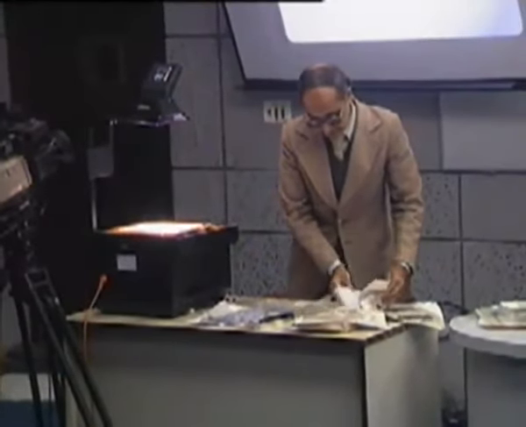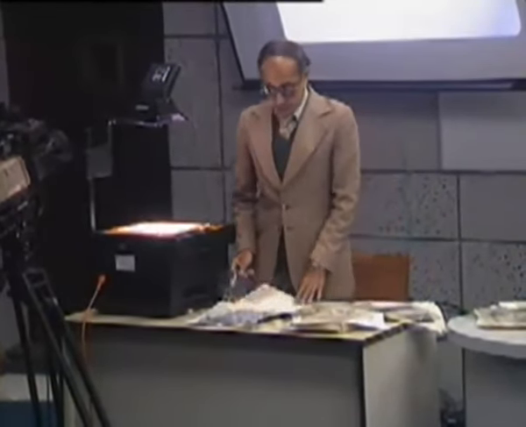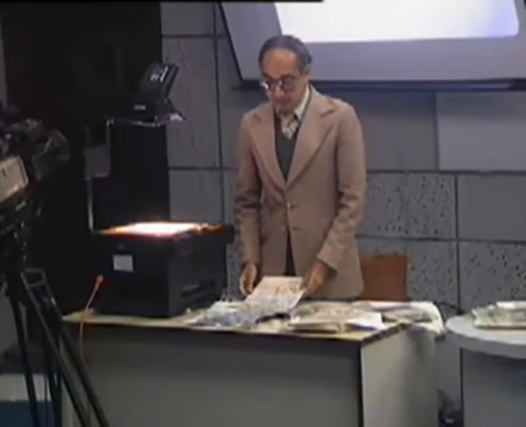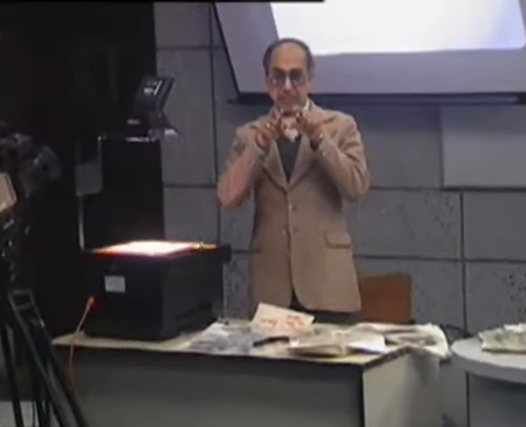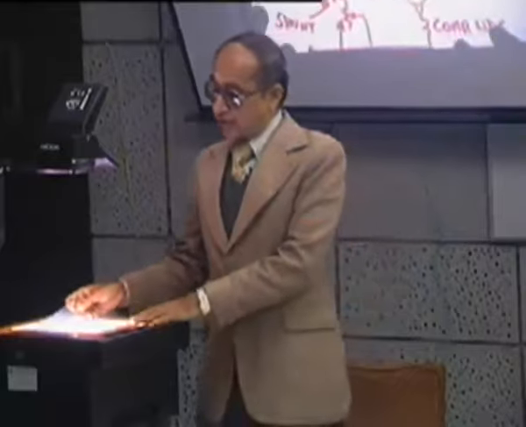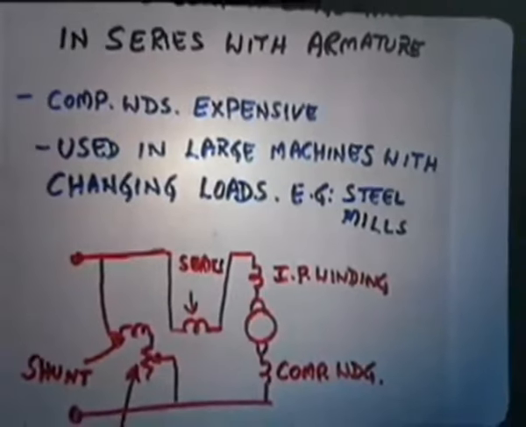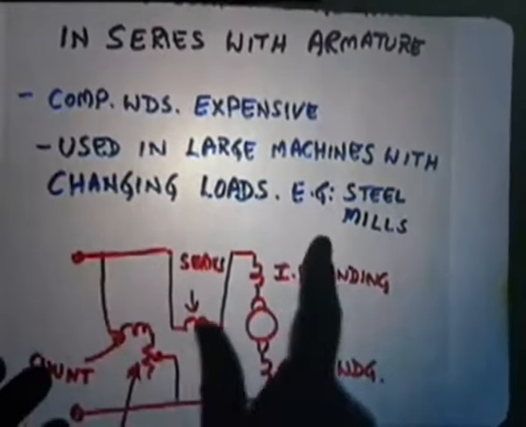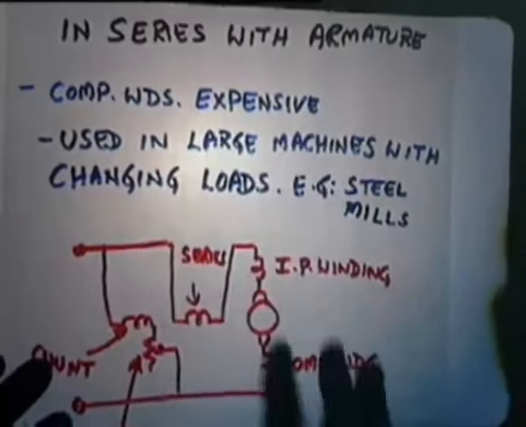So we now come to the situation where there are both main interpole windings and the compensating windings. Compensating windings are placed on the poles by cutting slots, and they carry exactly the same current as the armature. These are used in large machines, especially in steel rolling mills, where there is a considerable change of load. The armature current changes, so they are changing loads. Compensating windings are expensive, so they can't be used in small machines.